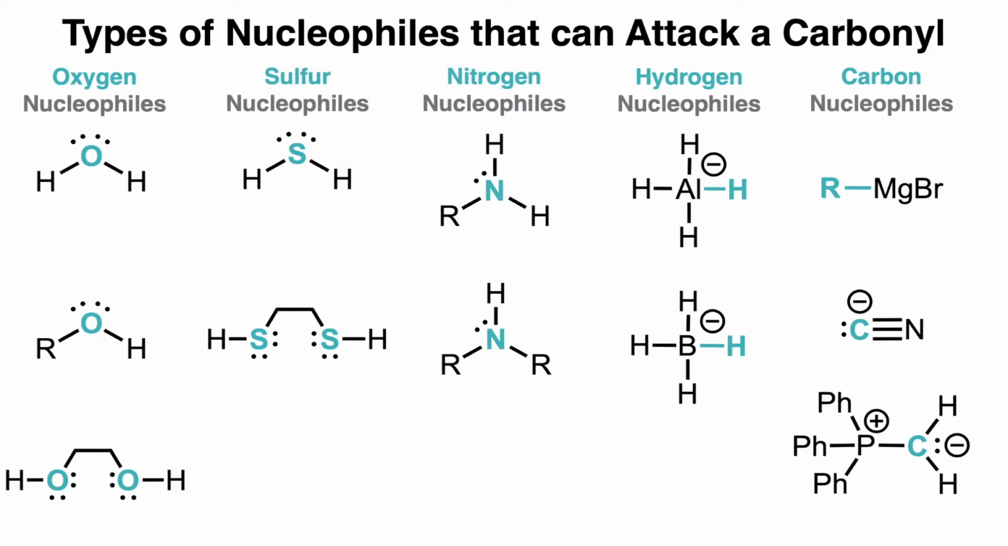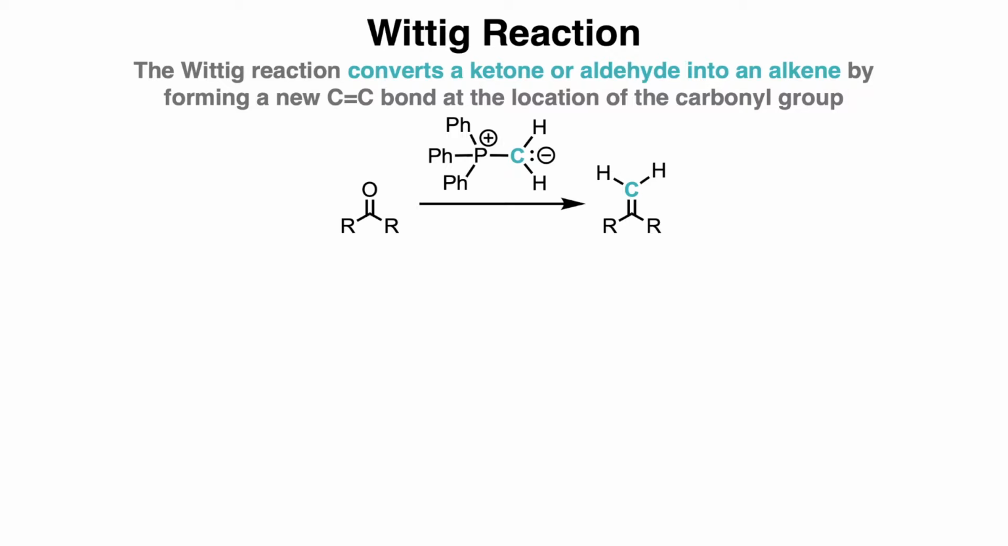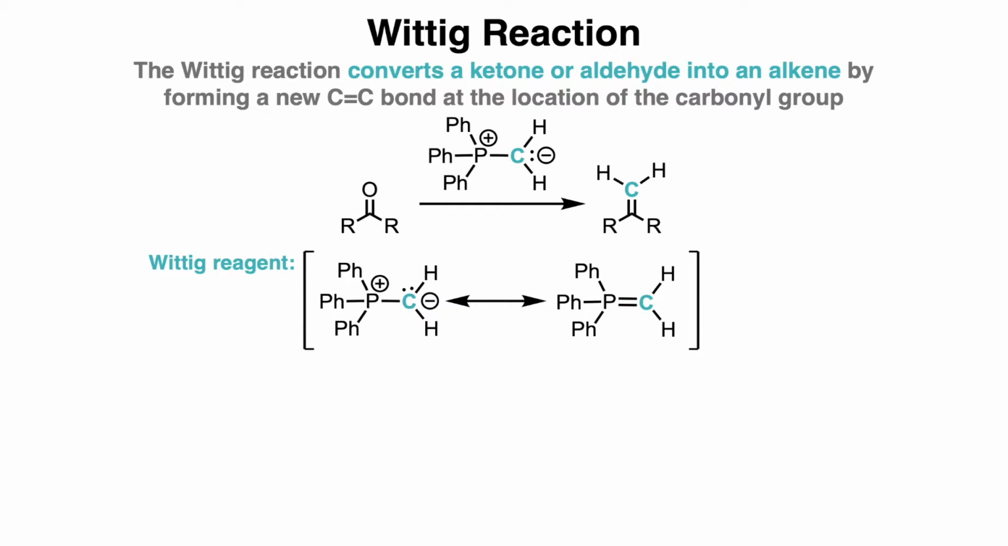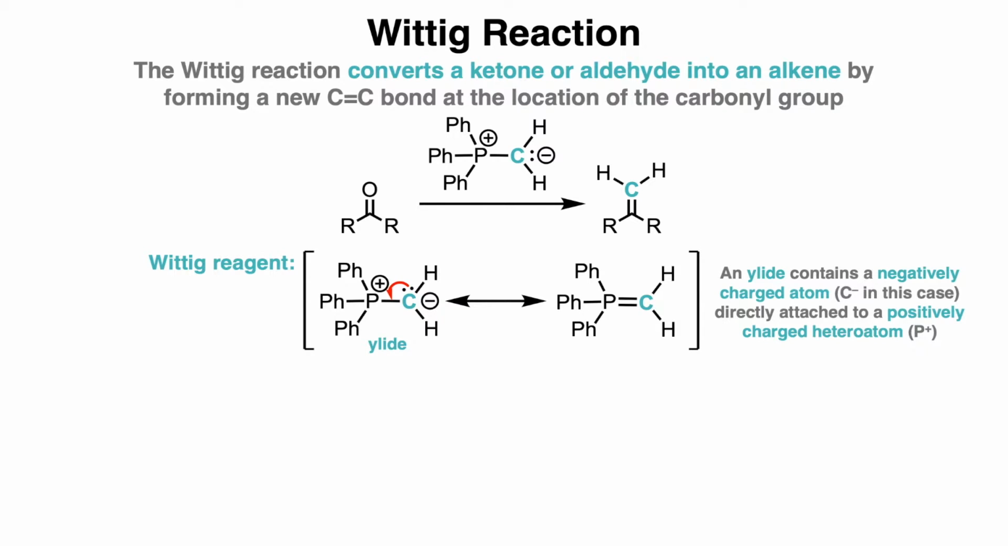The final type of carbonyl nucleophile that could attack the electrophilic center of an aldehyde or ketone is phosphorus-based. The Wittig reaction converts a ketone or aldehyde into an alkene by forming a new carbon-carbon double bond at the location of the carbonyl group. Because it forms an alkene product, this reaction is also known as the Wittig olefination reaction, where the term olefin also means an alkene. The Wittig reagent is a phosphorus ylide, which is a carbanion that's stabilized by resonance.